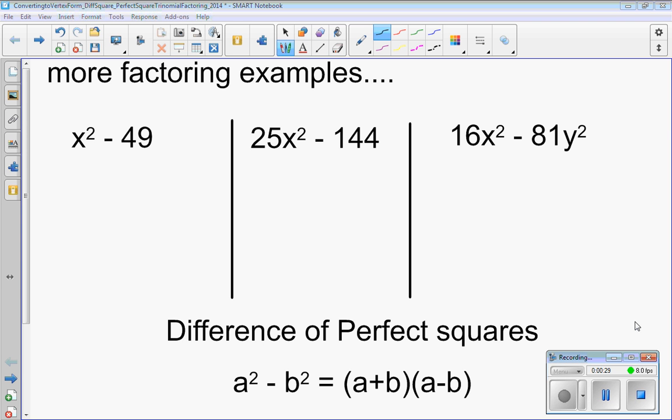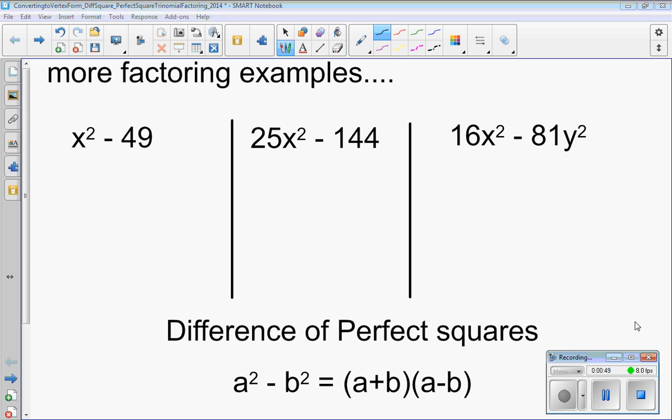But what was this one? We had to take out a what in that case? A negative what? That was a negative 3y. That was a GCF problem. In each of these cases, if you look at the board, they're still binomials, but there is no GCF that can be taken out of any of them. And that's called a difference.